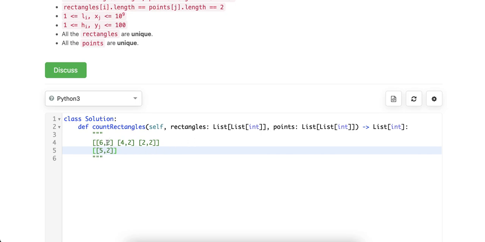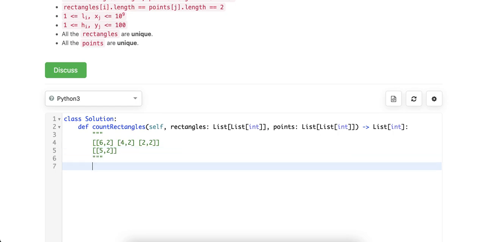So we check this one. 5 is less than 6, 2 is less than or equal to 2, so this point is inside this rectangle. And then we check this one. 5 is bigger than 4. That's it. It's not in this rectangle. And we don't need to check this one because we know this is going to be smaller than this already.